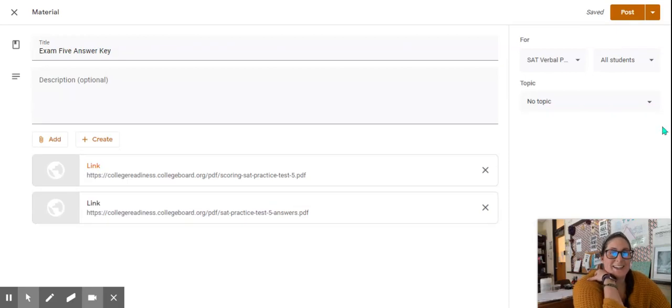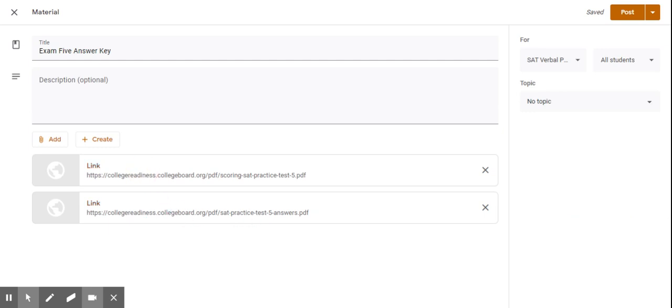So to grade the reading practice of exam 5, I linked two links on here. One of them is an explanation of all of the answers, and the other is just the rubric. So you have to scroll through. These are all your subsections, which is interesting if you ever have extra time and want to learn a little bit more about your scores.